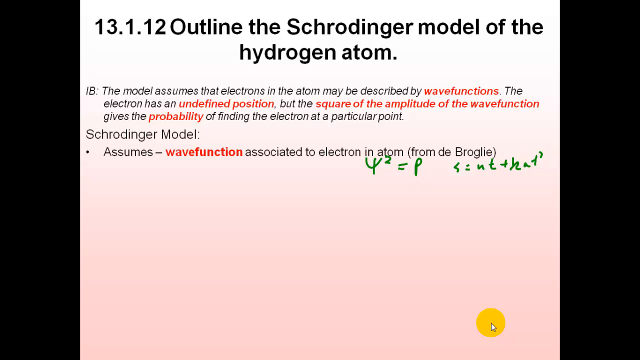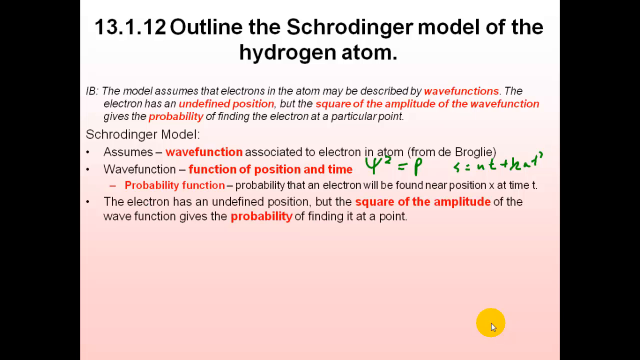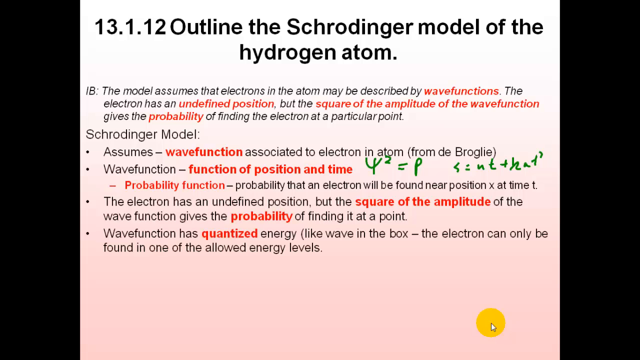So the Schrodinger model. He assumes a wave function which is associated with the electron in the atom, and the idea was from de Broglie. This wave function is a function of position and time, and it's basically a probability function. It gives a probability that an electron will be found in a particular position at a particular time. The electron is a kind of fuzzy entity. It has an undefined position, but the square of the amplitude of the wave function gives a probability of finding it at that point. That's basically what we've said already.